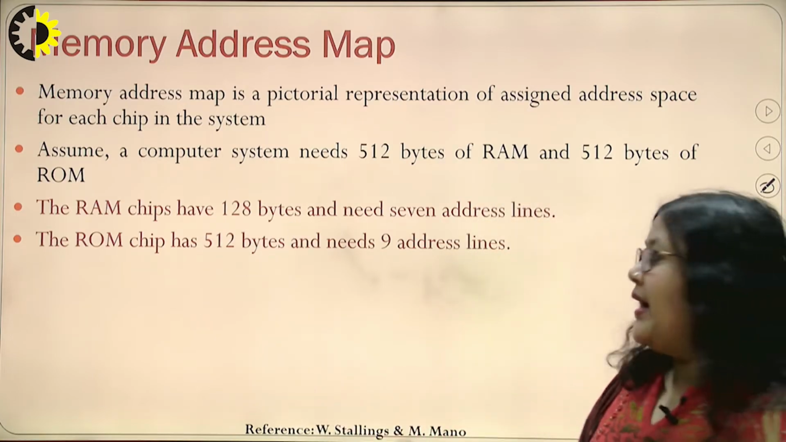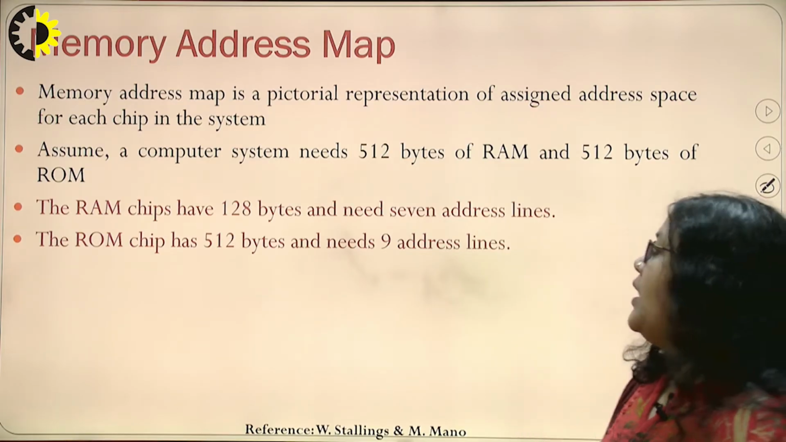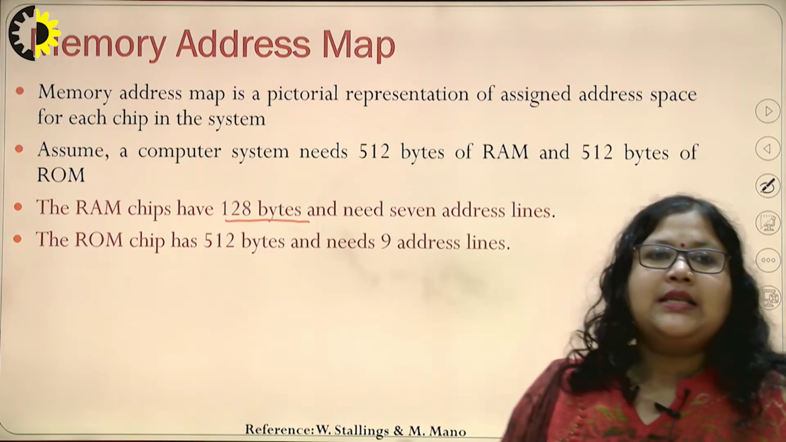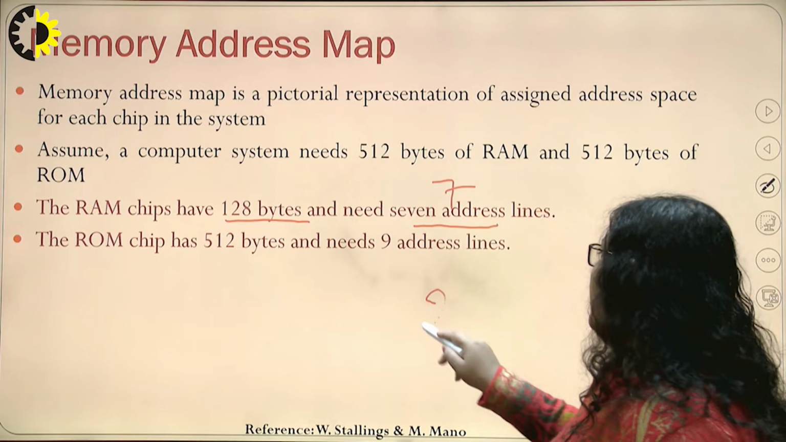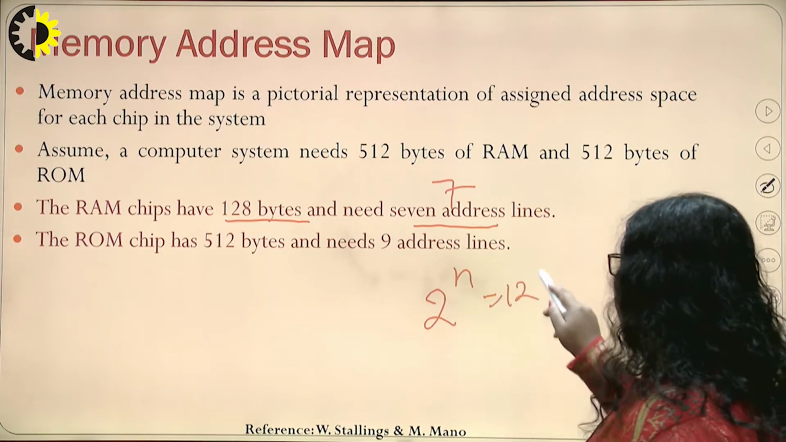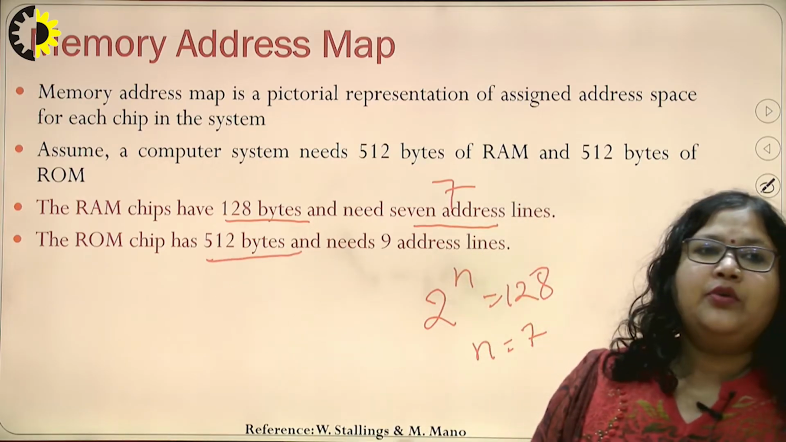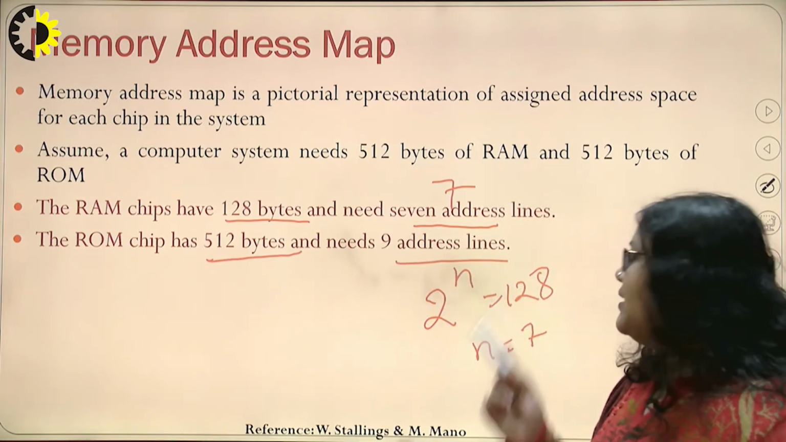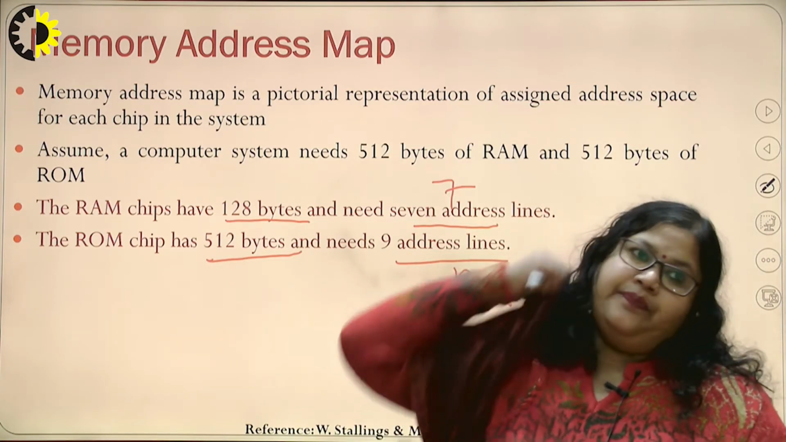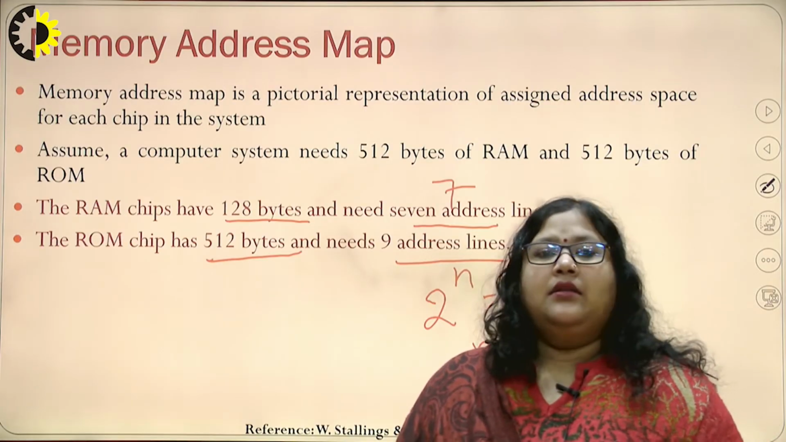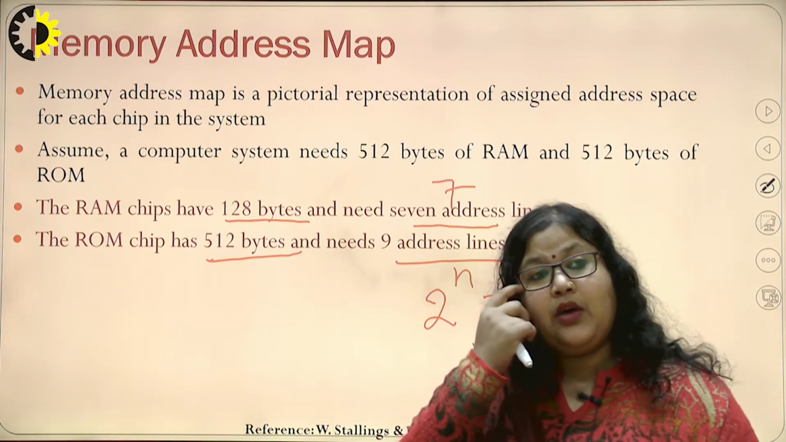So how many address lines are defined by the size of the RAM? It is 128 bytes. So the address bits we require are 7 address bits, because it is 2 to the power n equals 128. So n is 7 in this case. When the size of ROM is 512, the address lines are 9, the same concept that was already explained in the previous slide. So these are the address lines defined based on the size of the RAM and the ROM.